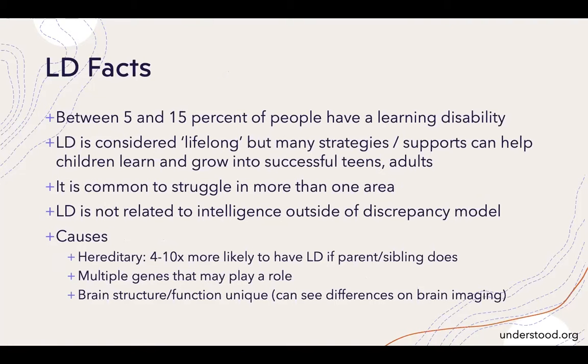Couple of facts about learning disorders. So between 5 to 15% of people do have a learning disorder. So it's not uncommon. And I do think that the range is part of that, right? Because we do have people that have mild learning disorders as well as people that have more severe learning disorders. They are considered lifelong, meaning that they don't just go away when perhaps you have a couple months of instruction, but there are many, many strategies and supports that can help children learn and grow into what is expected of them as teens and adults, right? So they can certainly be successful with the right support, and often are.